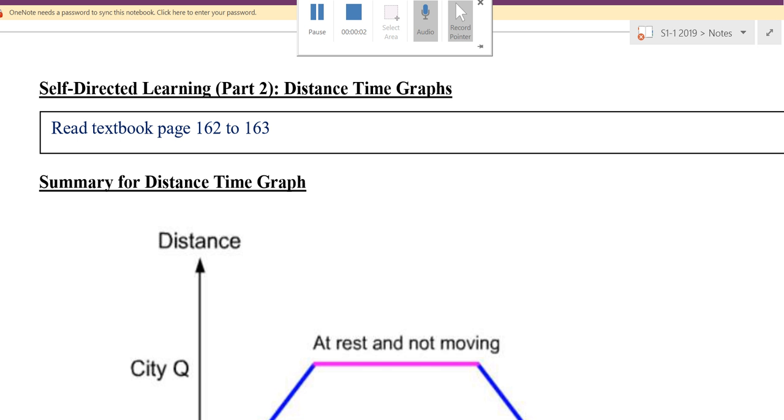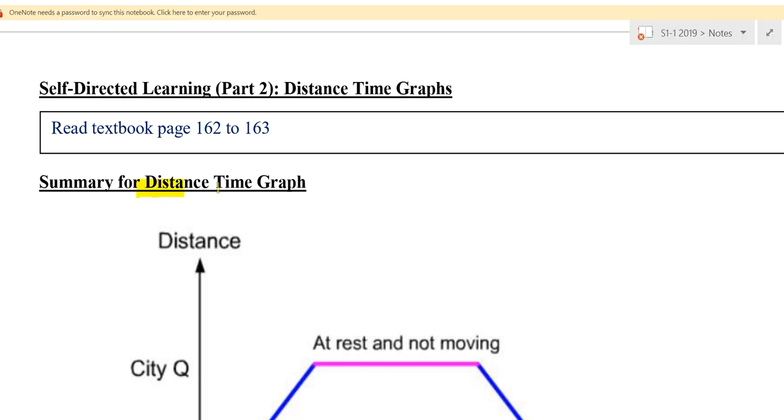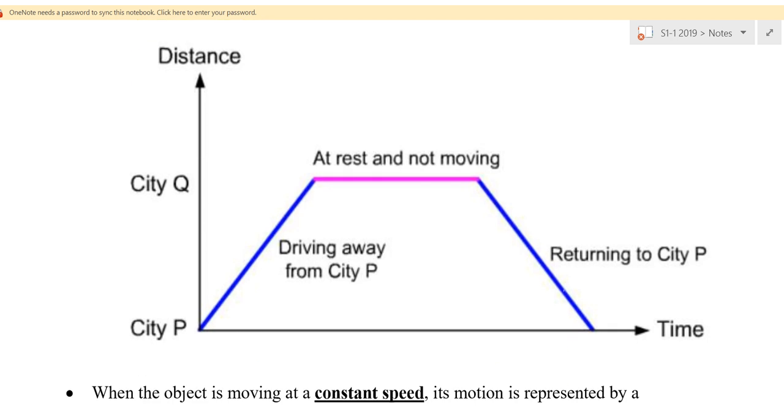Can everyone highlight? This is a distance time graph. So you need to understand this. This will save your life in two subjects. One is math, the other one is physics. Okay. Now let's see what happens.